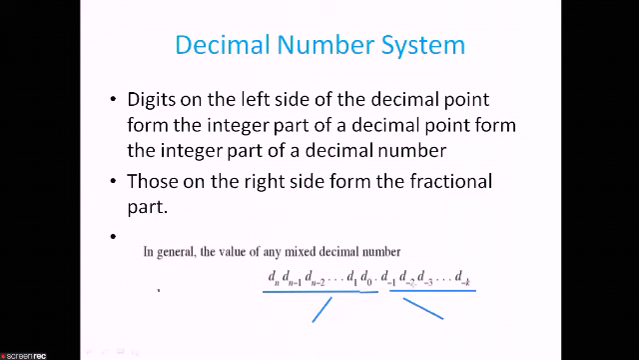It goes on like this, and this whole value is the value of any mixed decimal number. Now let us consider a number and see how it works.